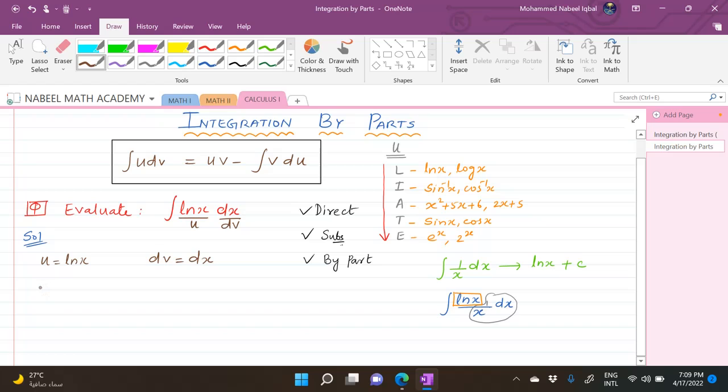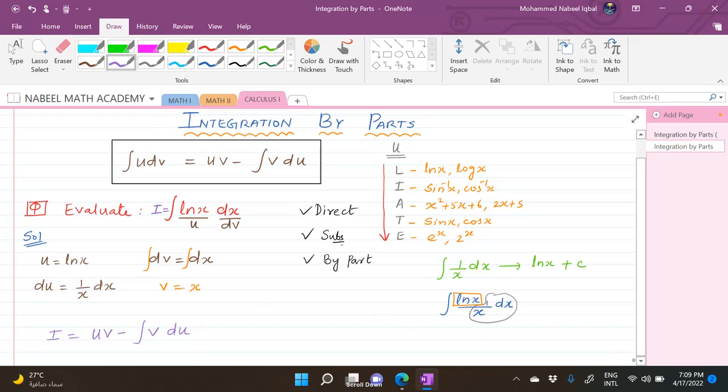I will differentiate here. What is du? du equals 1 over x dx. I need v here. How will you get v? If you integrate both sides, you will get v equals x. So I write the formula: the given integral I equals uv minus integral v du.